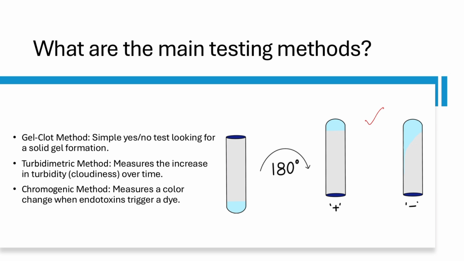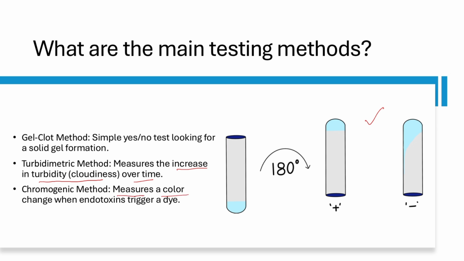In the turbidimetric method, we just measure the increase in the turbidity or the cloudiness over time. So turbidimetric method is also known as kinetic turbidimetric assay or KTA, using a specialized turbidimeter. Okay, we just measure the turbidity or the cloudiness.